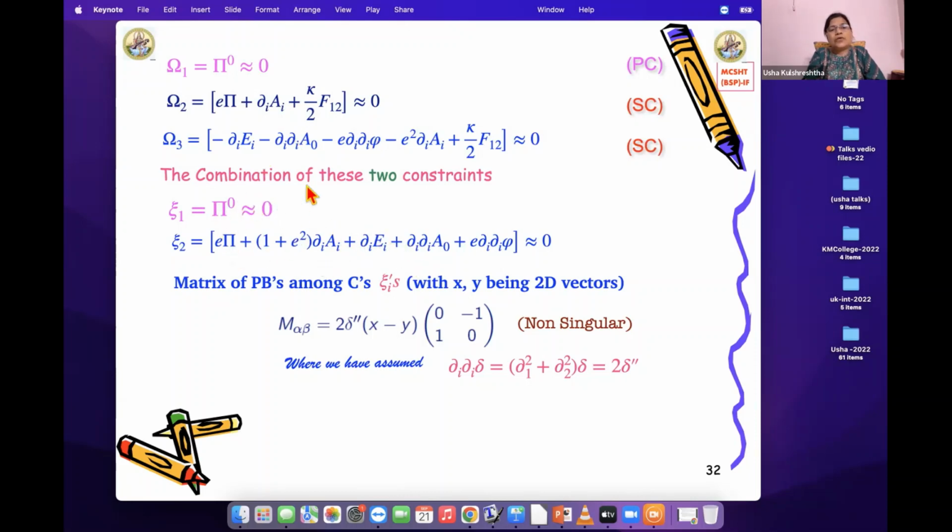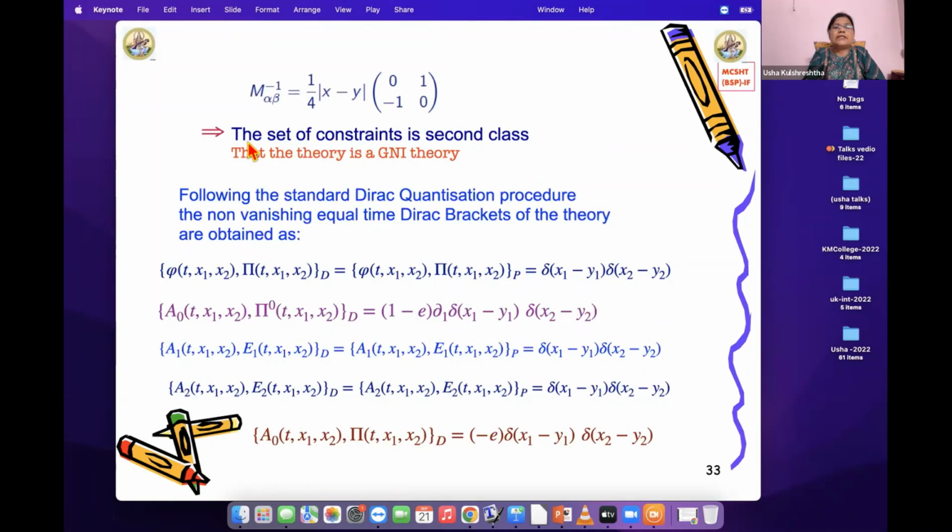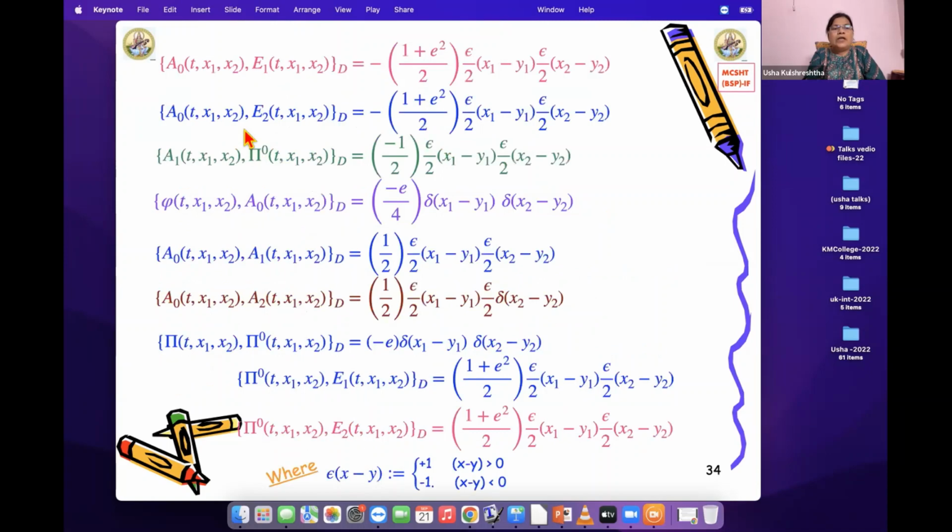And now if you calculate the matrix of Poisson brackets among these two constraints, then it comes out to be a non-singular matrix. So this means we can calculate the inverse of this matrix, and the set of constraints is now second class, and this theory is a gauge non-invariant theory. So we have calculated the Dirac brackets for this theory. These are the Dirac brackets for this instant form theory. So this is between varphi and pi, A0, pi 0, A1, E1, A2, E2, and also all of these brackets, A0, E1, A0, E2, A1, pi 0, and so on.